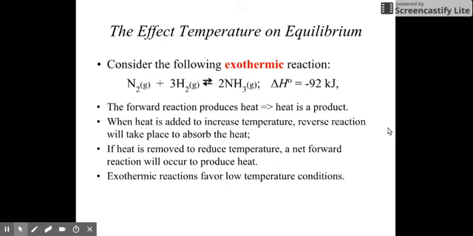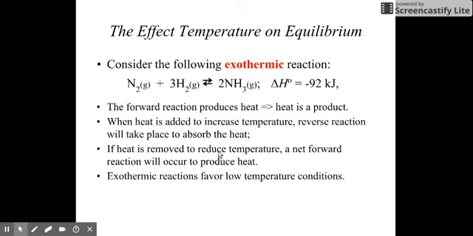We said if it's exothermic reaction, heat is released in the product side. So when heat is released, heat is a product. Take note, it should be a product. So when heat is added to increase temperature, the reverse reaction will take place. So take note, if you add heat to an exothermic reaction, the reverse reaction will be favored because the reverse will become an endothermic process because it has to absorb the heat to compensate for the change in temperature.